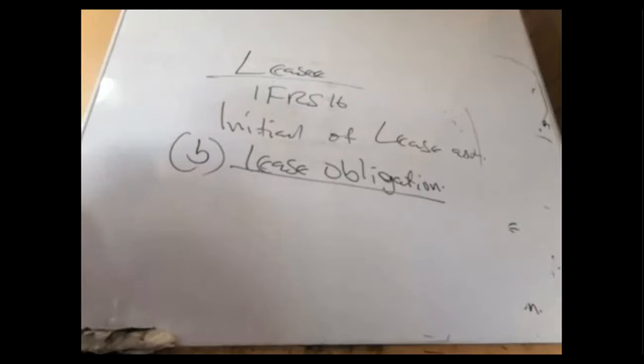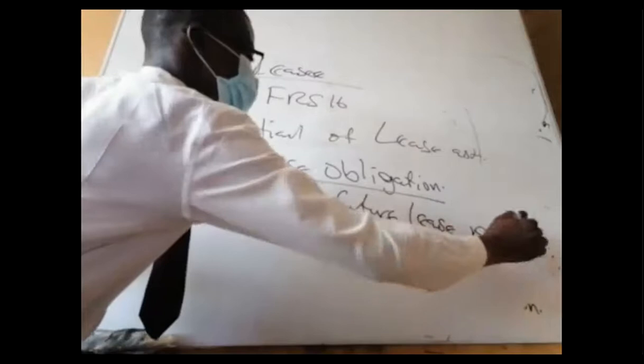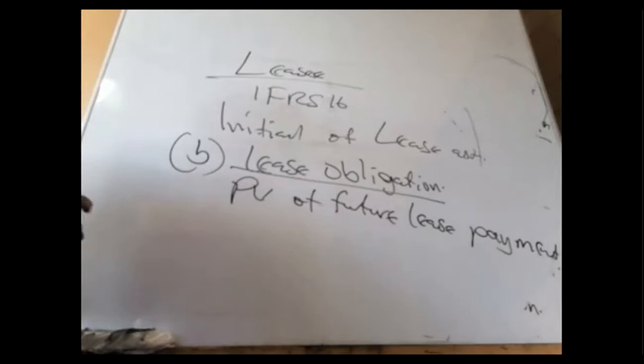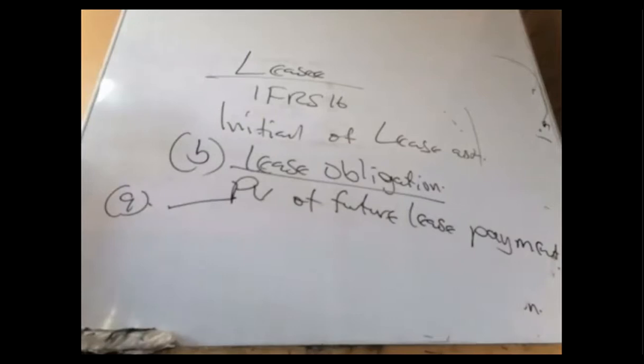Now, according to IFRS 16, at the commencement date, the lease liability shall be measured at the present value of the future lease payments. It's the same as point one, the first item for the cost, but it's the present value. So the lease obligation initially should be the present value. That means the three items we mentioned, B, C and D, should not be part of the lease obligation.